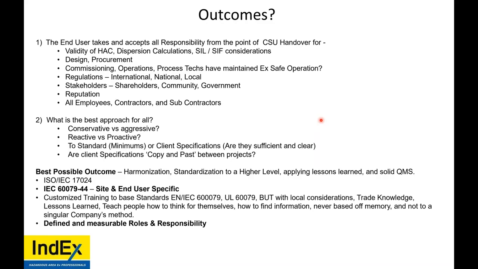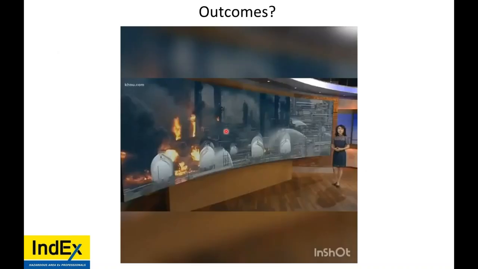Defined and measurable roles and responsibilities. I want to show this to show that competency is a major issue, and human nature, unfortunately, plays a big part.